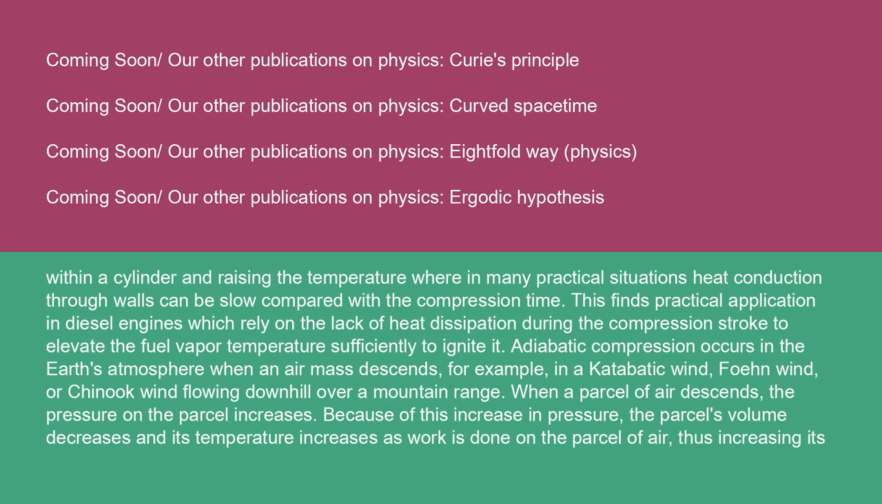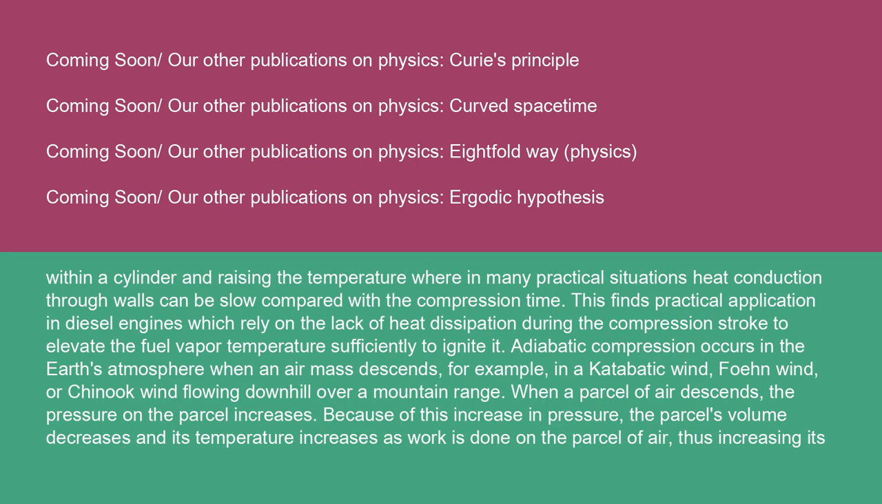This finds practical application in diesel engines, which rely on the lack of heat dissipation during the compression stroke to elevate the fuel vapor temperature sufficiently to ignite it. Adiabatic compression occurs in the Earth's atmosphere when an air mass descends, for example, in a katabatic wind, Foehn wind, or Chinook wind flowing downhill over a mountain range.